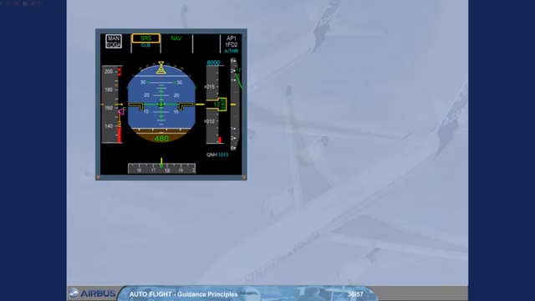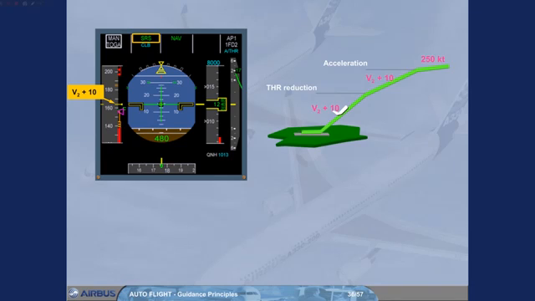SRS is a vertical mode which controls the pitch and maintains the speed at V2 plus 10 knots as a minimum, or at V2 in case of engine failure, up to acceleration altitude.